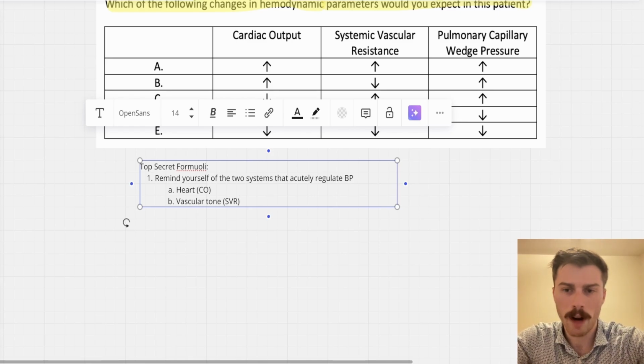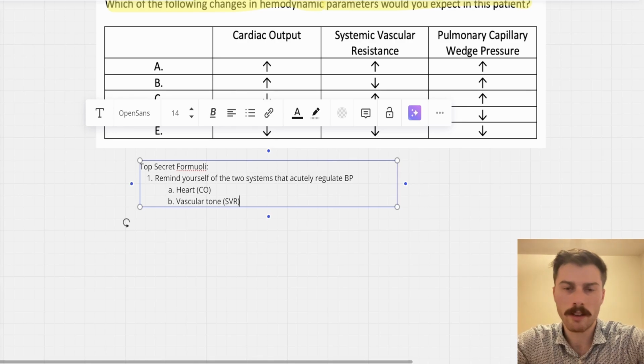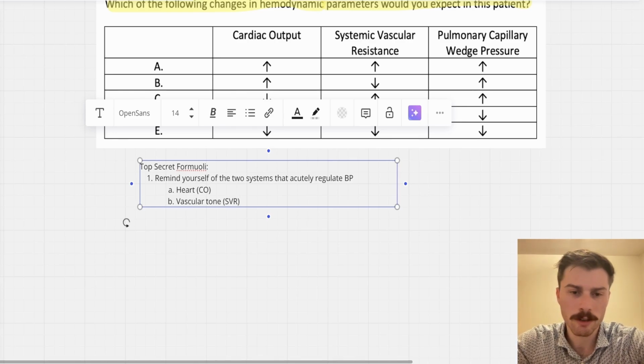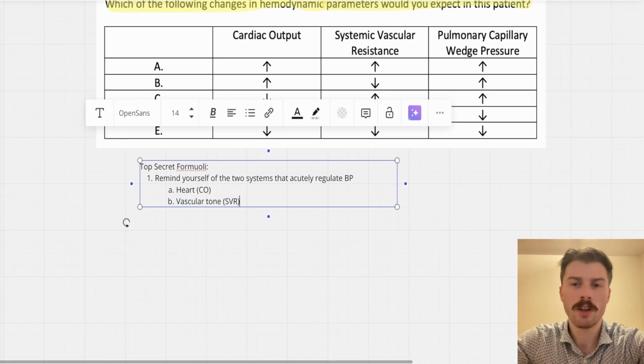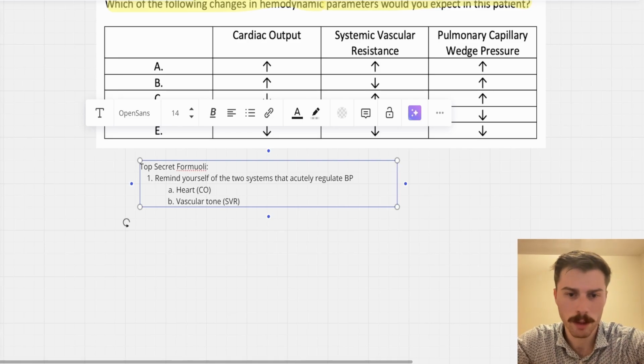These things respond rapidly. Normally when I ask students this question, what are the two systems that acutely regulate BP? I almost always hear RAS, aldosterone. That is not going to be acute. The fluid retention that happens with RAS is a slower process that usually takes a couple of days before you start seeing changes in blood pressure.